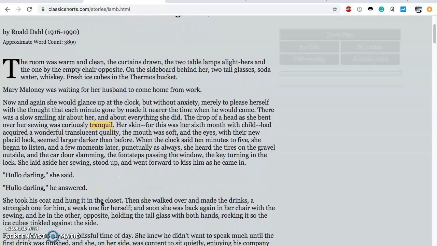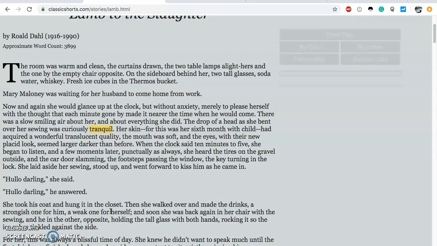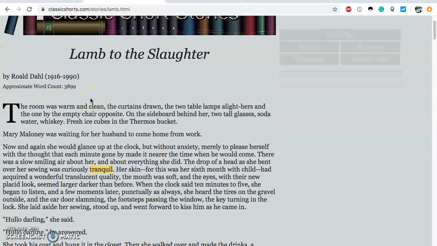And then something awful happens. So Roald Dahl sets it up in a way that creates irony because the reader is thinking, oh, this is going to be a very calm story. But once you realize what Mary Maloney is capable of, you realize, oh, geez, that was ironic. So hopefully that helps you with Lamb to the Slaughter.